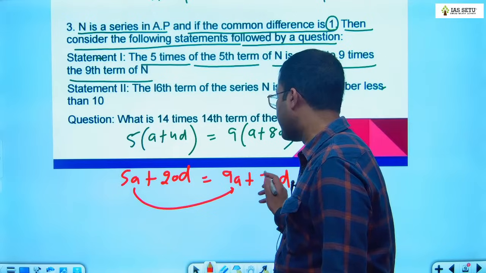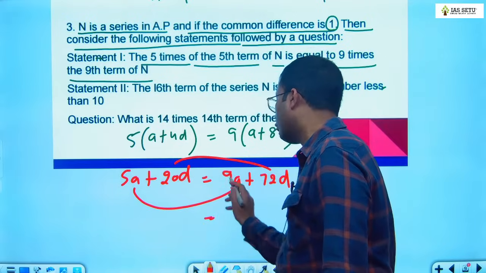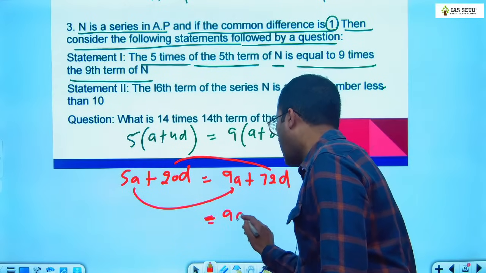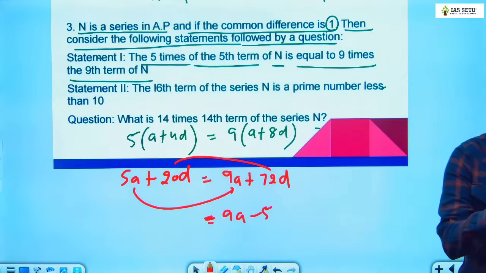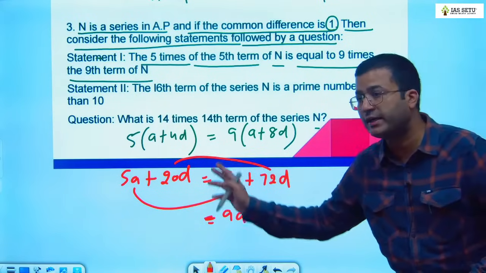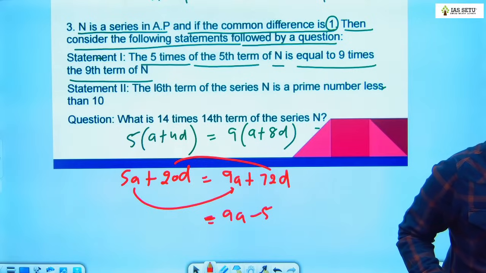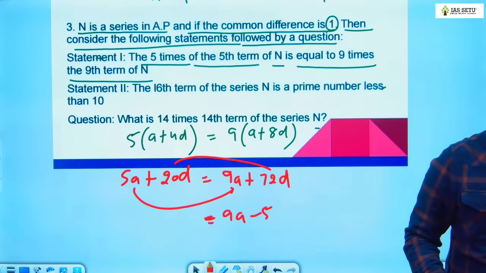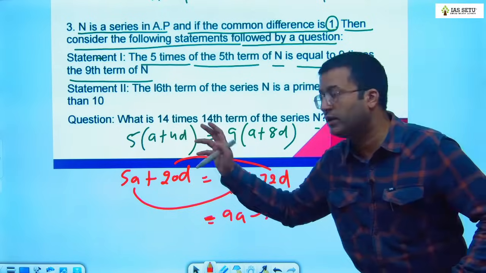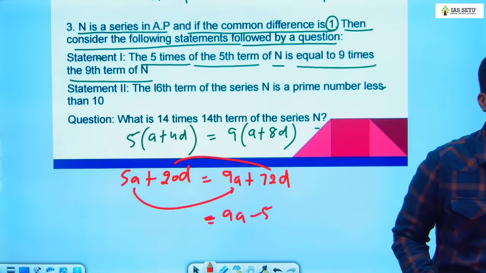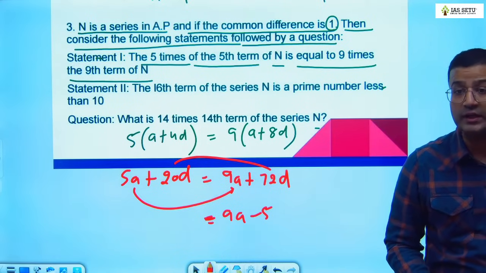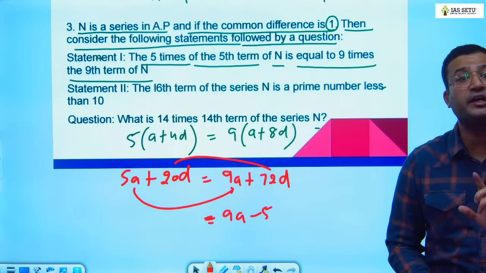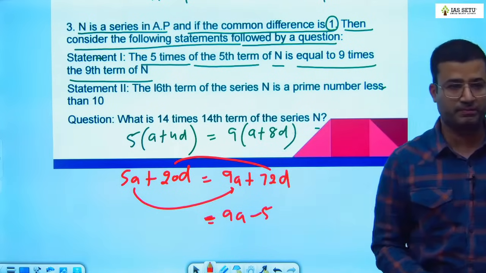You take this a this side, d this side. So what do you get? 9a minus... Acha, there is a concept of 2 variables. We have 2 variables a and d and one equation. Some students think we have 2 variables a and d and one equation, so we can't find the value of a and d. You are correct, we can't find the value of a and d, but we have to check. It might help to find the 14th term.